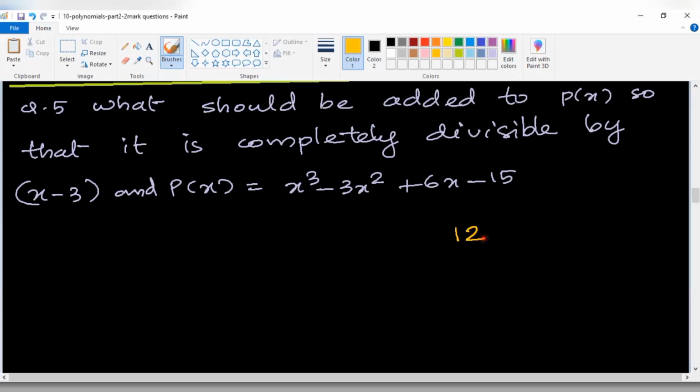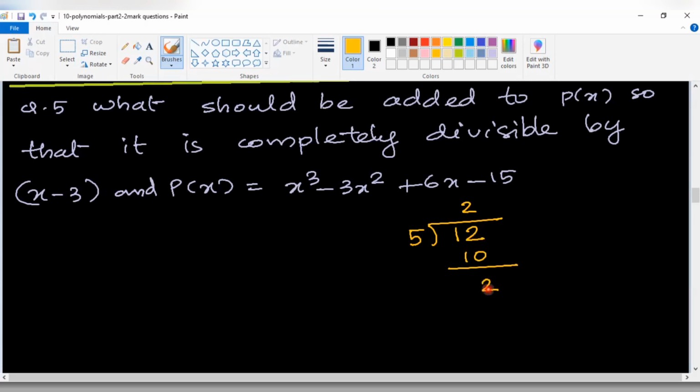So when we divide 12 by 5, what we get? 2 times 5 is 10 and the remainder is 2. So what number we have to add to 12 to make it divisible by 5?